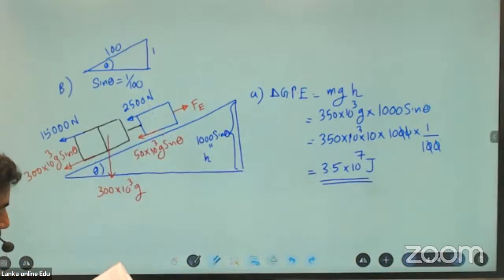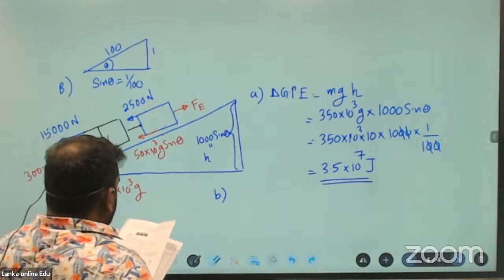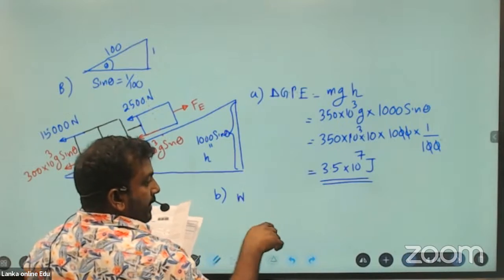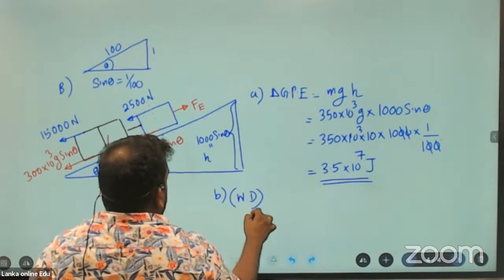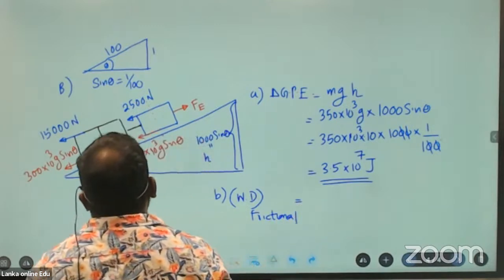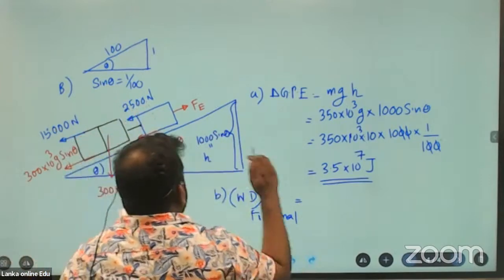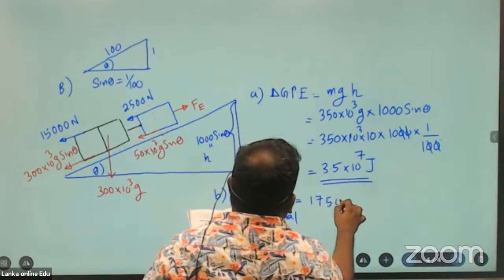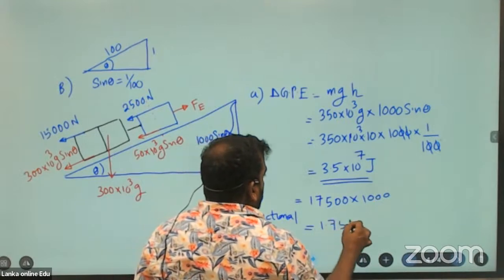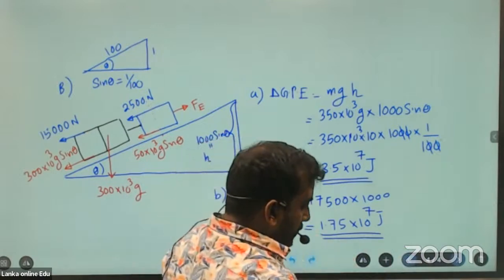Okay, now, Part B. Work done against frictional resistive force. Frictional resistive force is non-conservative. Work done by the frictional resistive force is work done by friction. Total work done by friction is 15,000 plus 2,500, which is 17,500, multiplied by 1000. How much? 1.75 × 10^7 joules.